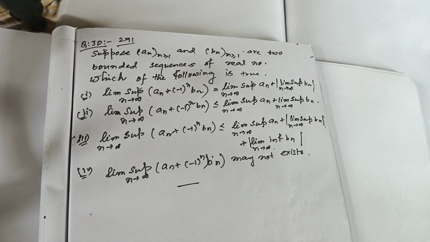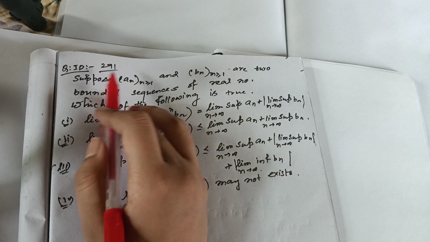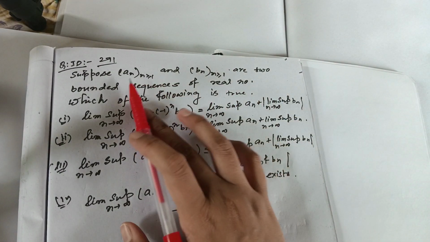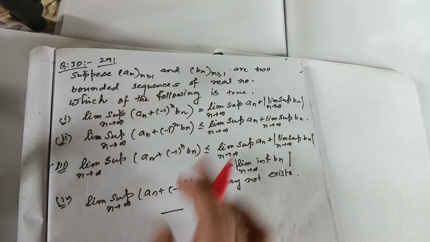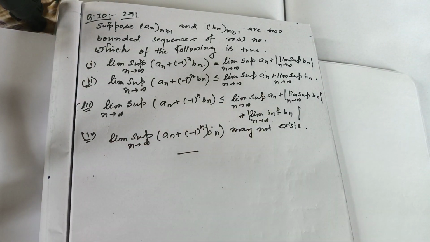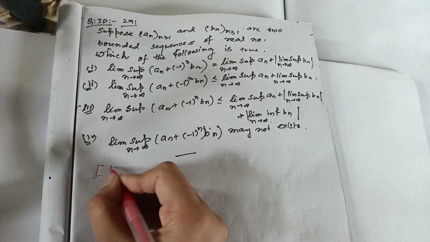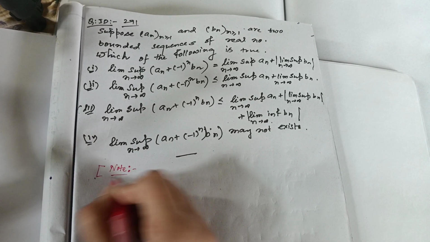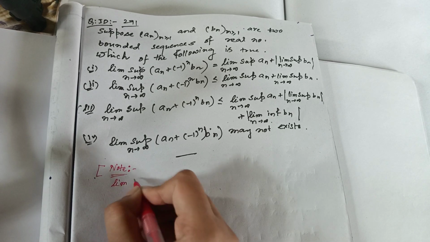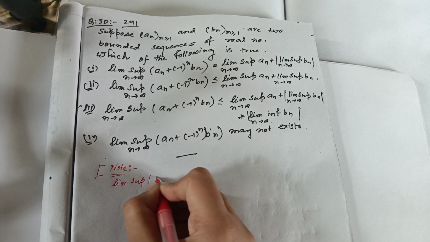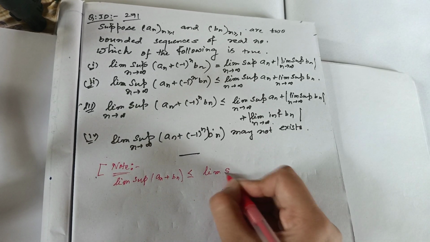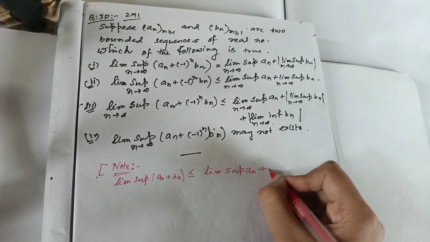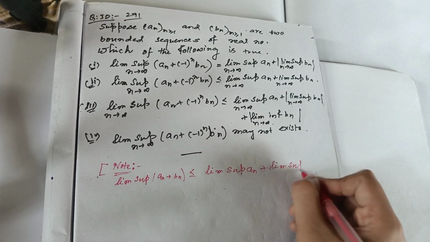So this is the last question, and the question ID is 291. Suppose a_n and b_n are bounded sequences, and which option is correct? So here, if a_n and b_n are bounded sequences, everyone note this. The limit supremum of a_n plus b_n is less than or equal to the limit supremum of a_n plus the limit supremum of b_n.